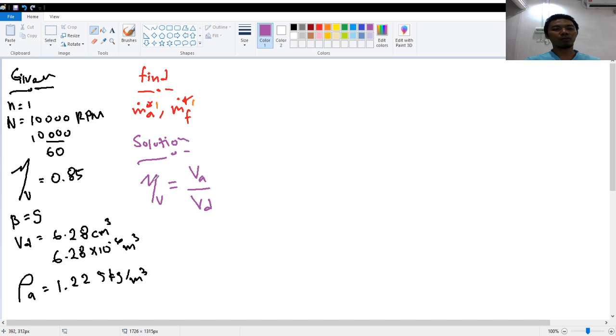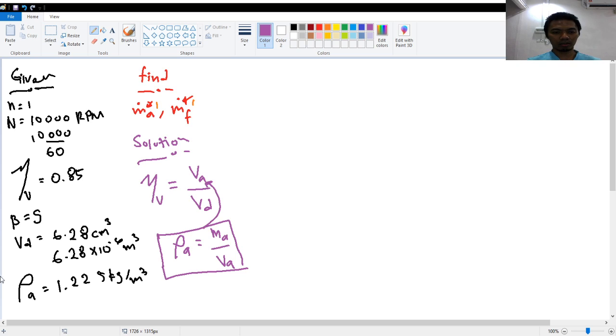Volumetric efficiency, this symbol, equals volume of air divided by displacement volume. Knowing that rho of air equals mass of air divided by VA, right? This is a basic equation, you know it from your school study. Everyone should know it. You can change VA into a function by putting rho of air into the denominator of this equation. So you can replace it exactly into this equation.